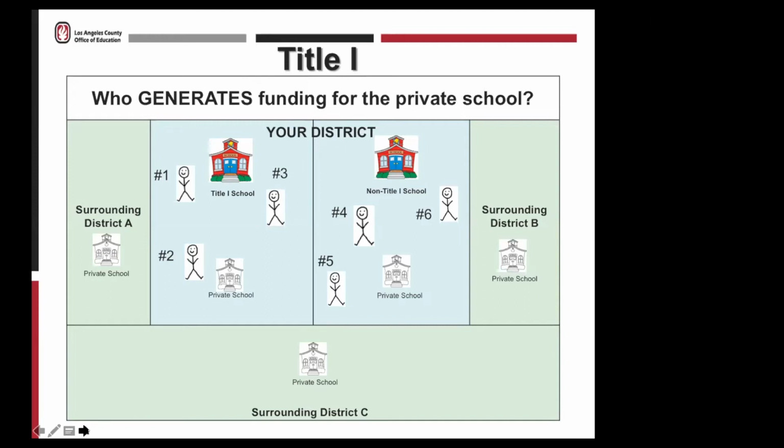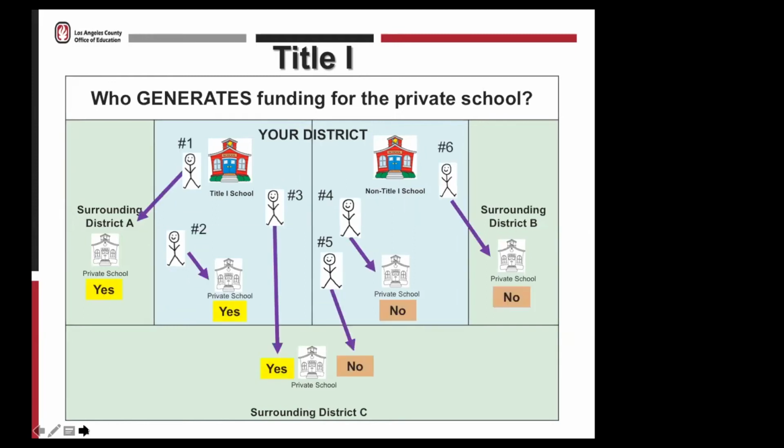Let's take a look at these 6 students. Let's say that they are all low-income students. Students 1, 2, and 3 live in the attendance area of a school that is a Title I school. And students 4 through 6 live in the attendance area of a school that is not a Title I school. Let's see which students generate the Title I funds.